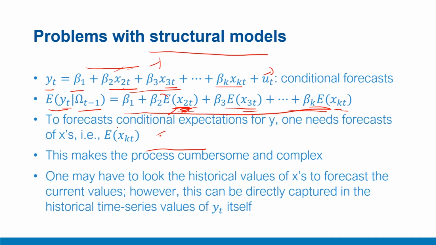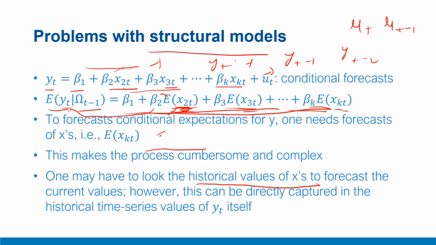This is a difficult part, and therefore one may have to examine the historical values of all these x's, maybe find some kind of mean or expected values. First you have to find their expected values, and then in turn you have to forecast the expected value of yt. However, rather than going through this cumbersome exercise, if you rely on a simple time series model of yt, modeling it through its own values like yt minus 1, yt minus 2, and the white noise information shocks mu t that have arrived currently and previously, you can very easily model yt without considering these values.